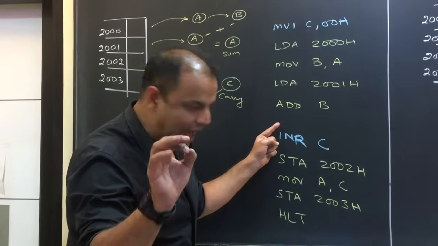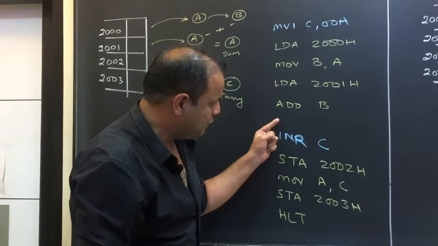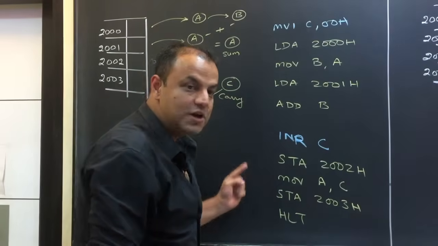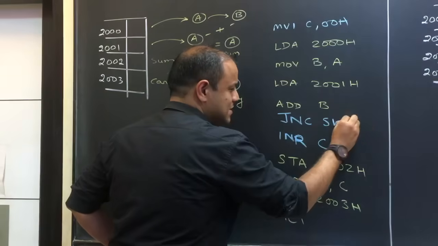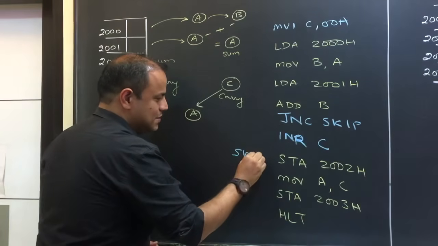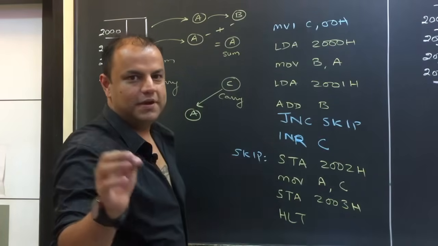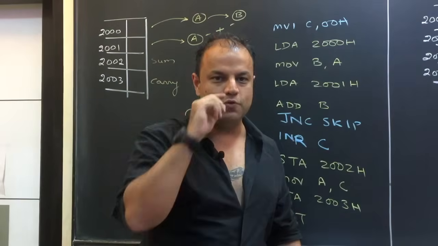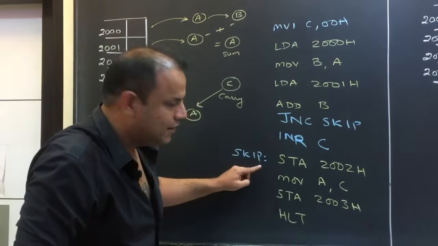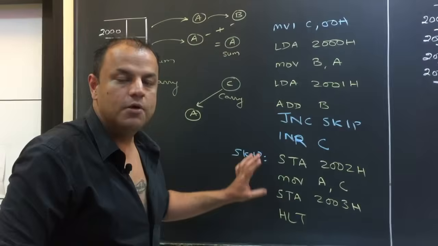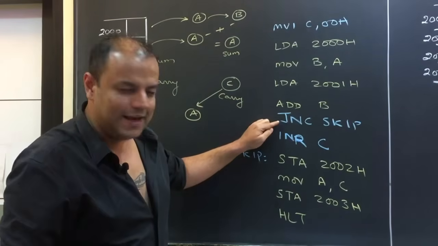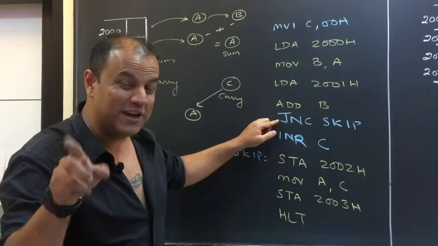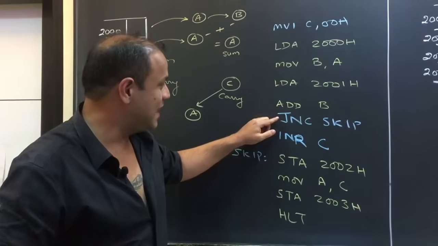If there was a carry, I should do this. If there was no carry, I should jump over it. The instruction is JNC skip. This is skip. JNC stands for jump if no carry. I repeat, jump if no carry. So, if there is no carry, directly skip and store the result, because you assume C to be 0, it is valid. If there is a carry, it will not jump, because I have said jump only if there is no carry. So, if there is a carry, it will not jump.